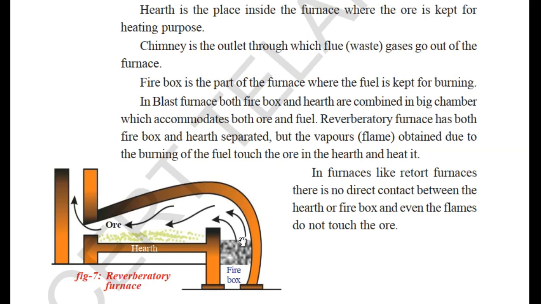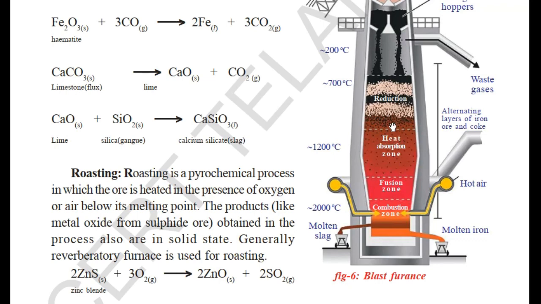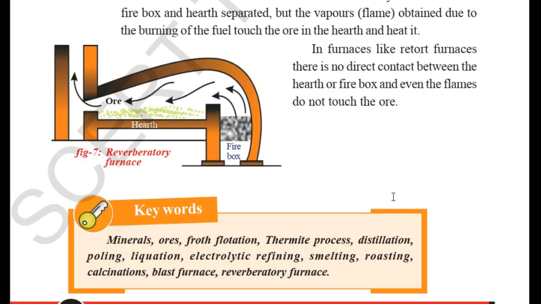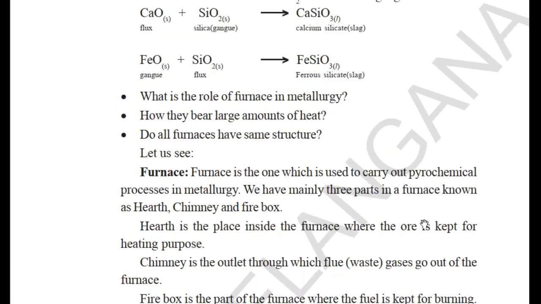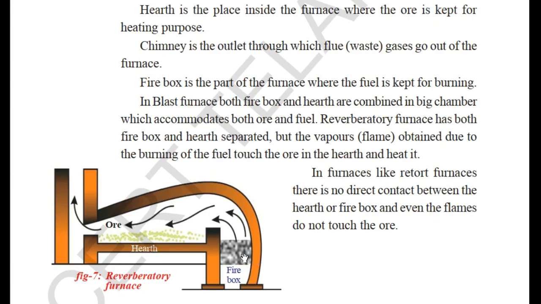Okay, so in the blast furnace both the firebox and the earth are combined in one big chamber. So you can see in this one here, earth and fire. Both are present inside a chamber, but here the earth and the firebox are different. In the reverberatory furnace they have both firebox and earth separately.